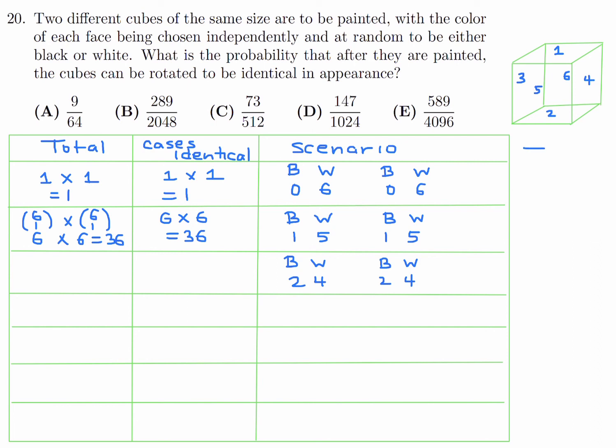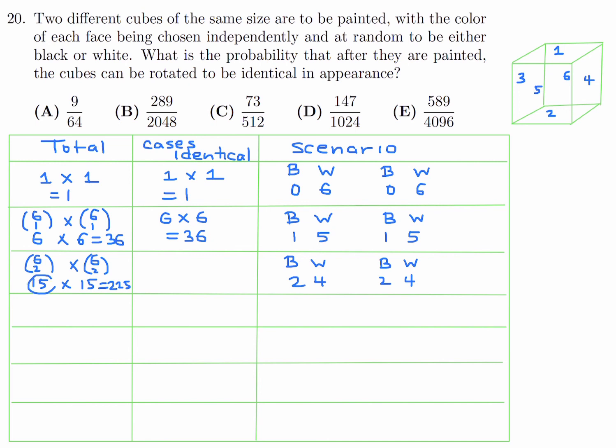Well, first of all, how many are there? Well, from 6, choose 2 this time. 6, choose 2 is 15. And for the second cube, same thing. 6, choose 2. So it's 15 times 15, which is, of course, 225. All right. So of the 225 possible combinations, we have to figure out how many are identical.